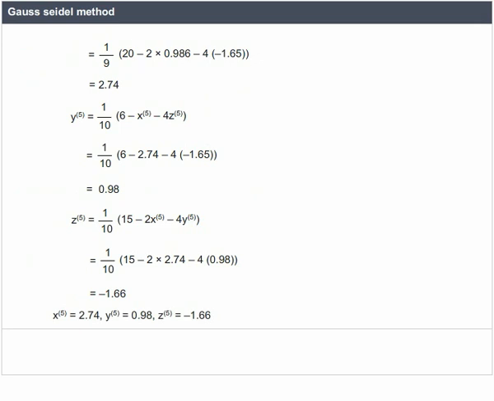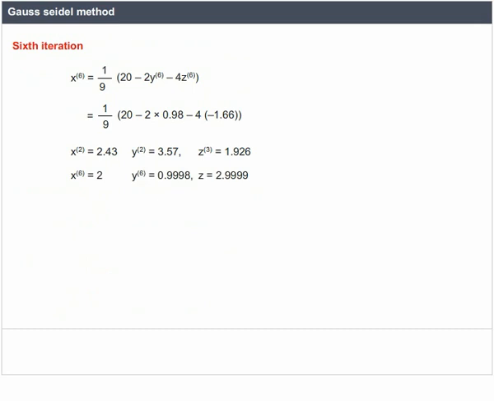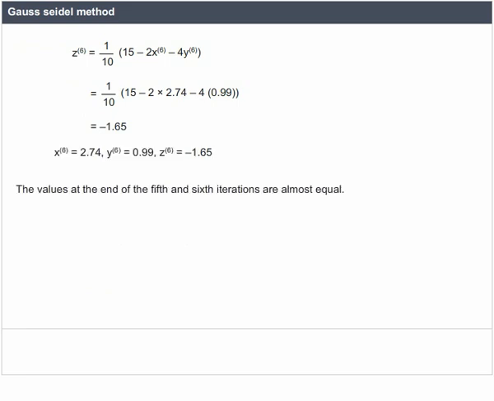Sixth iteration. x^6 equals 1 by 9 times (20 minus 2 into y^5 minus 4 into z^5). We get the answer 2.74. Then y^6 equals 0.99. Then z^6 equals minus 1.65. The values at the end of the fifth and sixth iterations are almost equal. The required solutions are x equal to 2.74, y equal to 0.99, and z equal to minus 1.65, approximately.